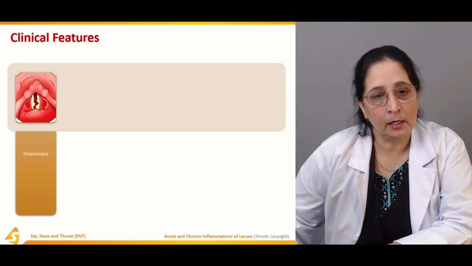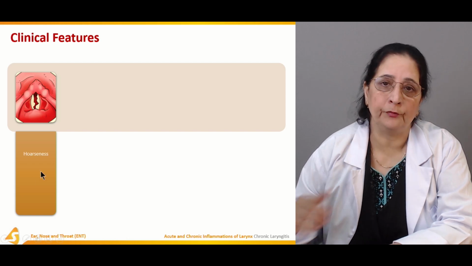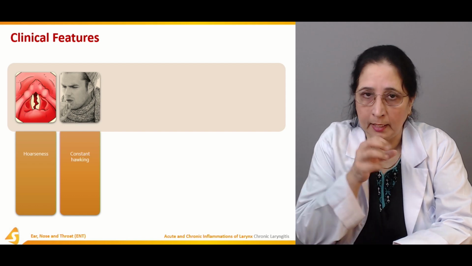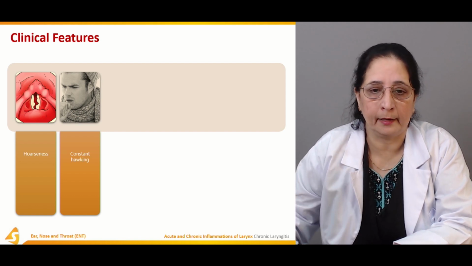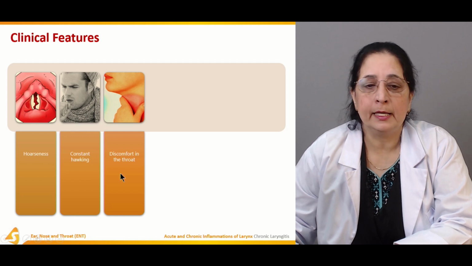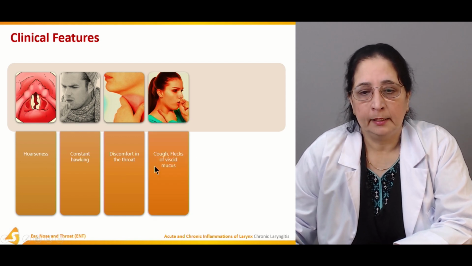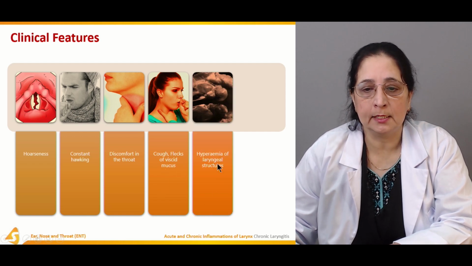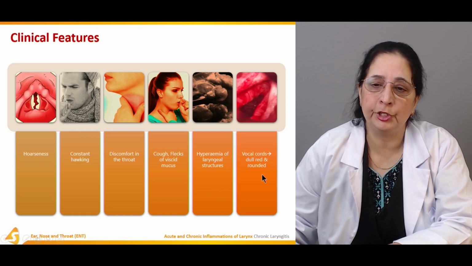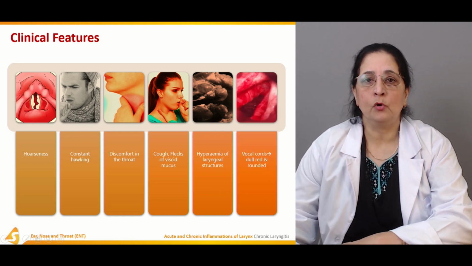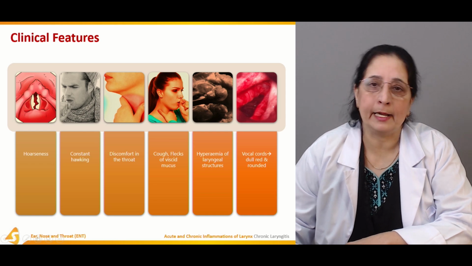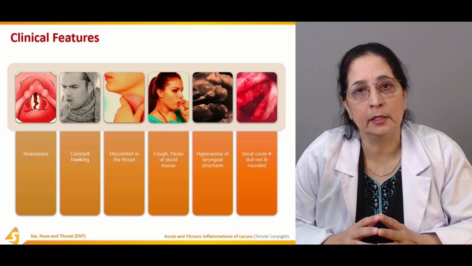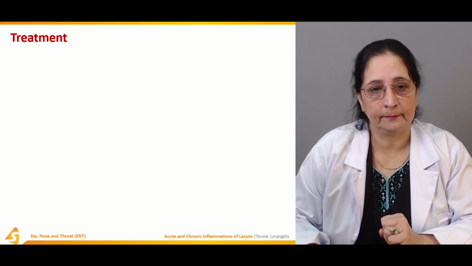Clinical features are pretty much the same. Hoarseness of the voice is present. There is constant hawking; the patient keeps on hawking. Discomfort in the throat. There is cough. Flakes of viscid mucus are also present. There is hyperemia of laryngeal structures, and the vocal cords are dull red and rounded in shape. So all these are the clinical features associated with chronic laryngitis.